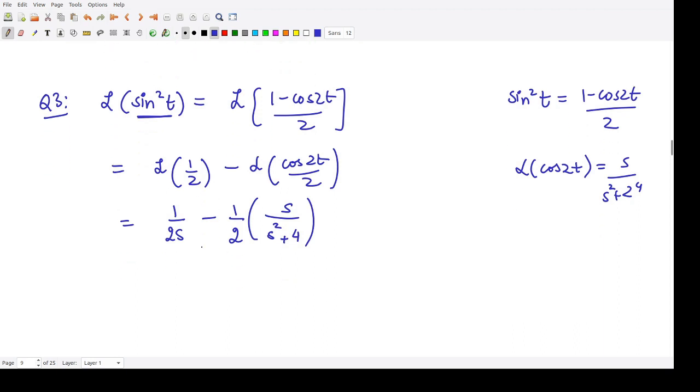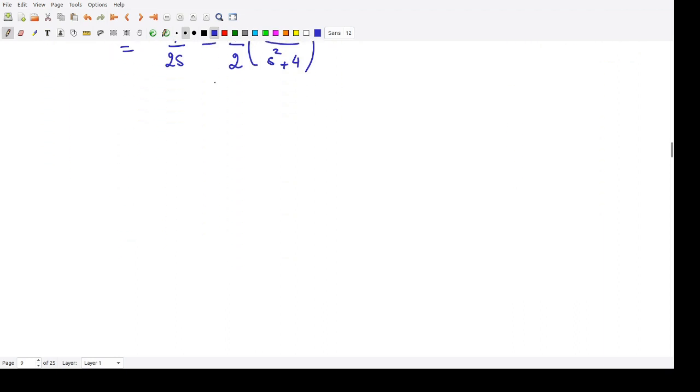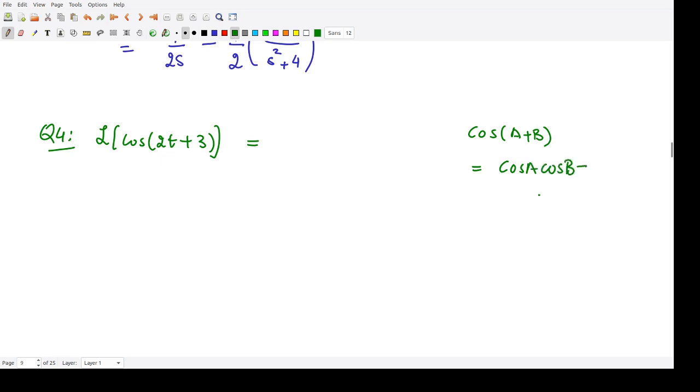Next, fourth example. Question 4: we have to calculate the Laplace transform of cos(2t plus 3). So how can you calculate its Laplace transform? For that, we'll open up this formula for cos(a plus b). So what is this term? This is cos a cos b minus sin a sin b.